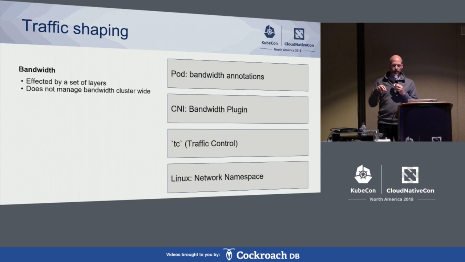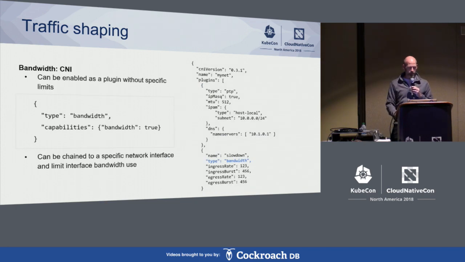And then that plugin can affect bandwidth limits per interface, or if you simply enable the network bandwidth plugin, essentially the control plane will apply pod annotations via that network plugin to specific pods. So I have a little bit to show you what this looks like. If you simply enable it on an interface, you can say enable true. This will allow the pod annotations to work, which I'll show in the next slide.